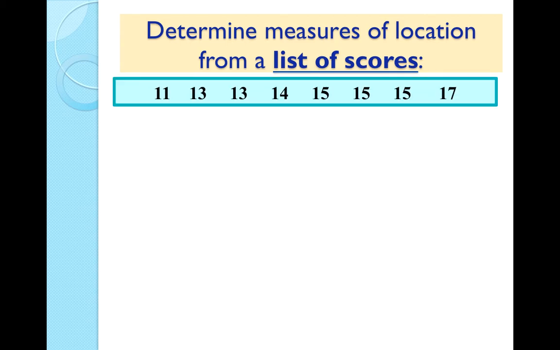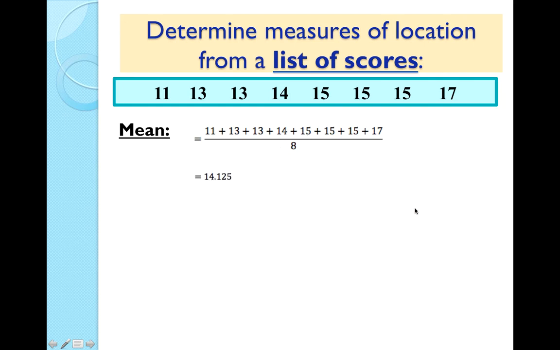This list of scores has already been sorted, so that makes it less work for us. If we have to calculate the mean, we just add all the scores. We've got 8 scores there, so we divide the total of the scores by 8, which gives 14.125. In an exam or test, you always have to read carefully what rounding is expected and then round your answer appropriately. If it's not specified, rather give more accurate detail than to round and lose some of your accuracy.